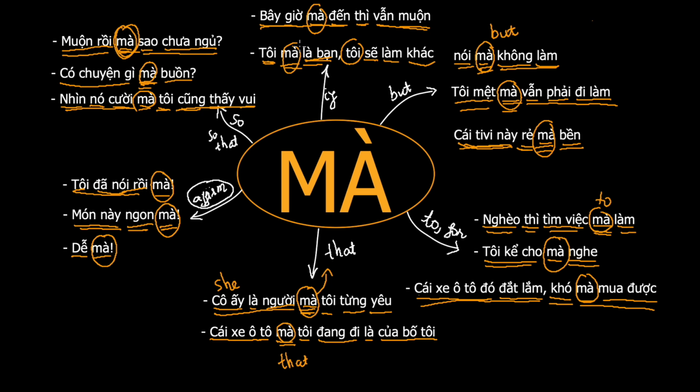Okay? So mà here, you can use the word mà like the word if. Bây giờ mà đến thì vẫn muộn. If you are coming right now, you're still late. Tôi mà là bạn, tôi sẽ làm khác. If I were you, I would do that in a different way. Okay, it's all about the word mà.